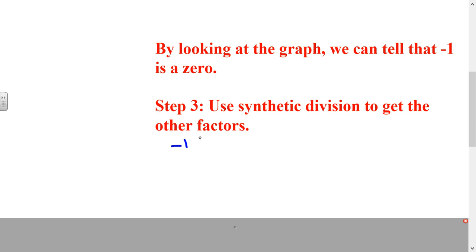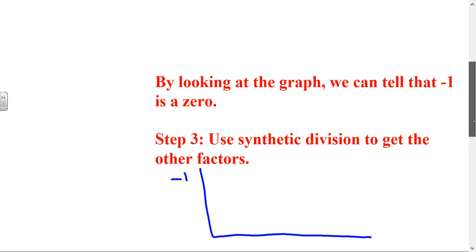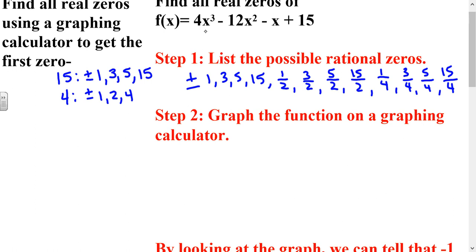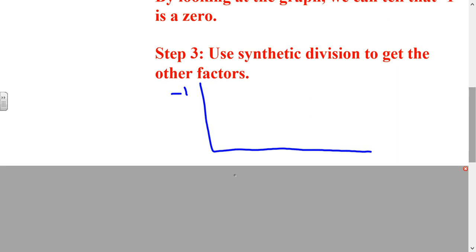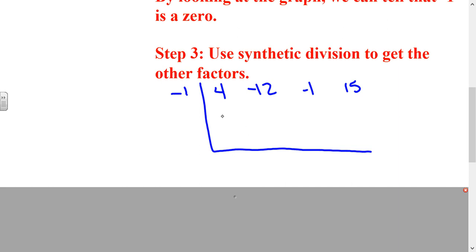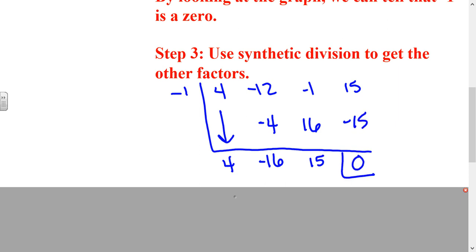So I'm going to use synthetic division to get the other factors. I plug in -1, and then I need to go back and look up my function. So I had 4, -12, -1, and 15. I didn't skip any exponents, so I don't have to plug in any zeros. So I do synthetic division. I bring down the 4, multiply, get -4, add, get -16, multiply, get +16, add, get 15, multiply, get -15, and 0 is my remainder. Woohoo!